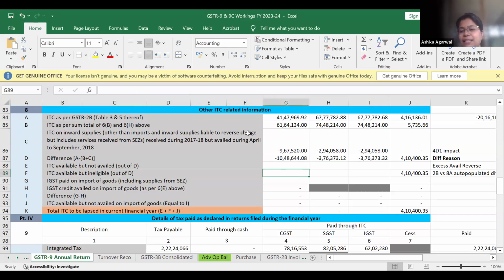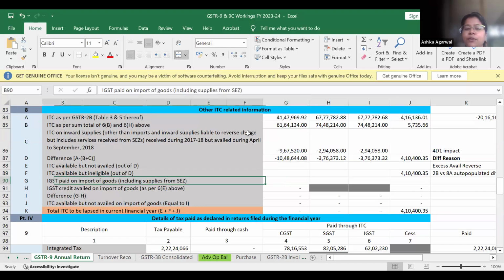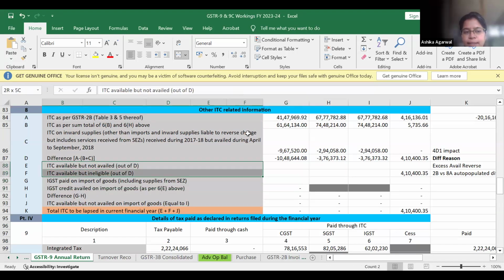ITC available but ineligible. This is basically a 4B1 reporting based on 2B. Whatever you have considered as ineligible and reported in 4B1 needs to be reported here. IGST paid on import of goods doesn't get auto-populated. You have to fill it. This data doesn't get auto-populated from 8. This all data you need to fill.